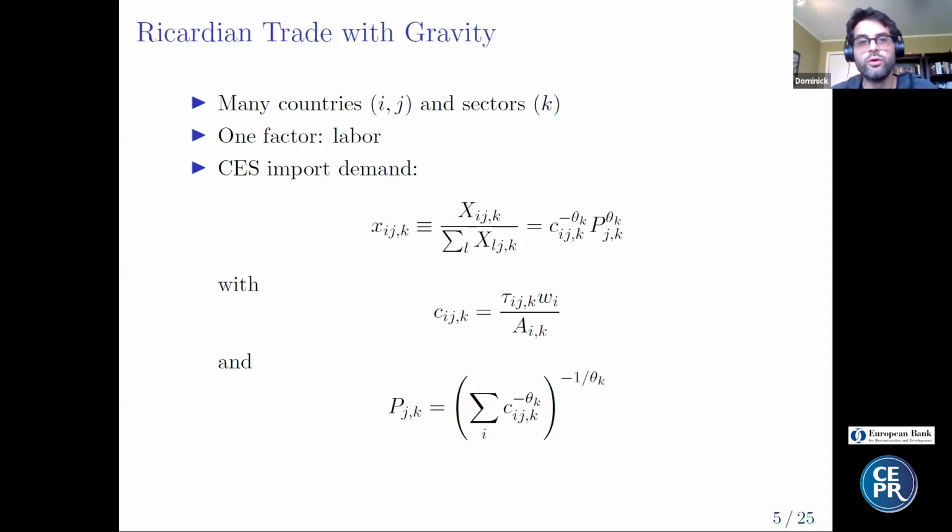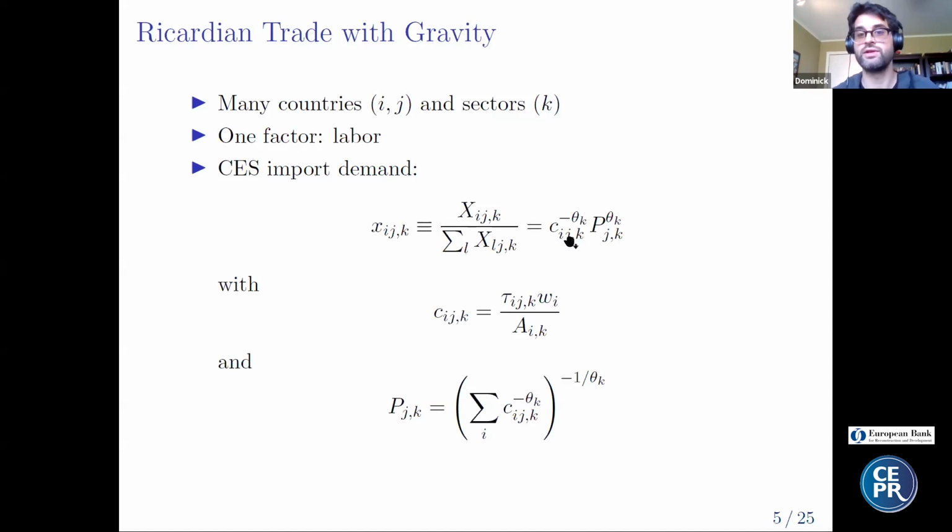Okay, we're in a world with many countries indexed by I and J, and a number of sectors indexed by K. To start, let's think of the case with one factor of production, labor. Okay, so we have linear production functions, and here's the gravity piece. We're going to have constant elasticity of substitution import demand. That is this little X_IJK, which is the import share of country J from country I. This object here is going to be given by the following system, right?